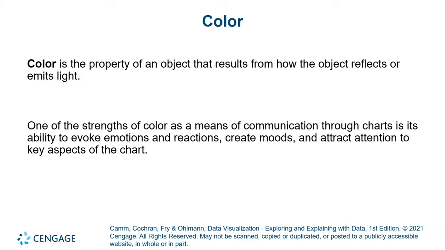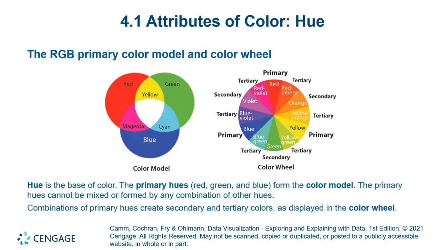Basically, color also shows some communication, with respect to moods, reactions, and attention, related to charts and data visualization. We have three main colors, that is red, green, and blue. With the combination of these three colors, we make different colors. You can see in the wheel, the primary colors are these three, and from these three colors you can make different colors.